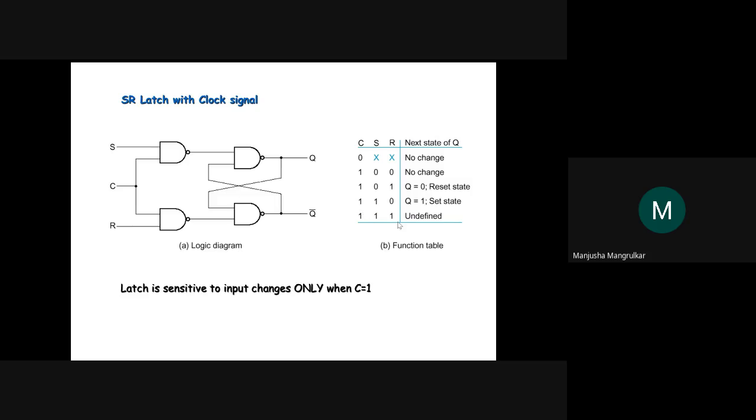And for this, the state is unidentified. It may be 0, it may be 1, sometimes 0, sometimes 1. So this is the unidentified, frequently changing state.